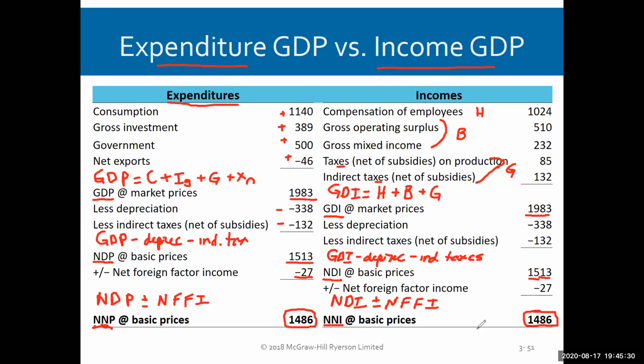In Connect, when you're doing one of these tables, the trick is realizing that this 1983 equals that 1983, this 1513 equals that 1513, and this 1486 equals that 1486. So you can mix and match and fill in the blanks and calculate the correct numbers just by backing some of them out. So that's a nice side-by-side comparison between the two. And we'll take a look at a little bit more.